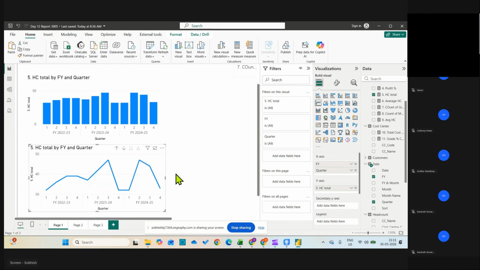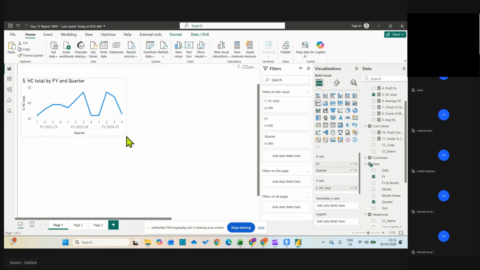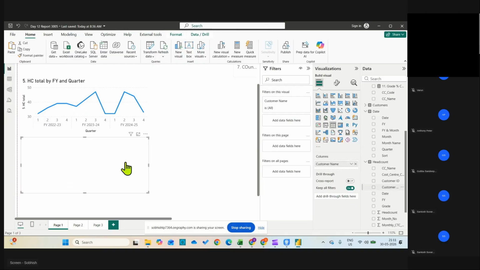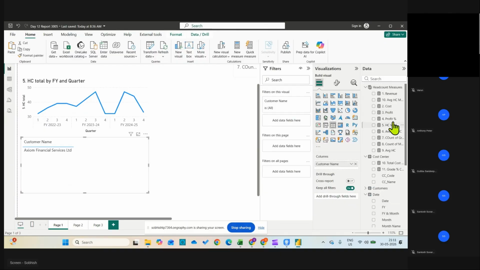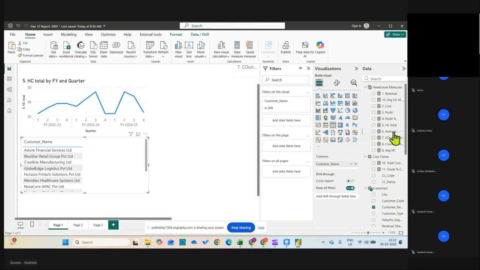Second one. Obviously the second one, because if you want to plot a trend across time, we always use a line chart. But for categorical comparison, we use a column chart. For example, the next one is the customer wise revenue. So if we bring the customer from the customer table, okay, not here, I should have brought the customer from the customer table, because the customer table is the dimension table. So I should bring the customer name from the customer table, and then revenue from the measure.